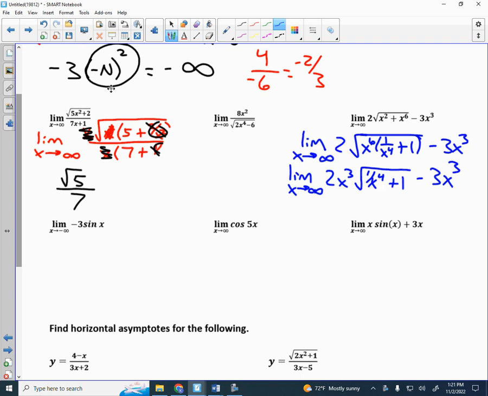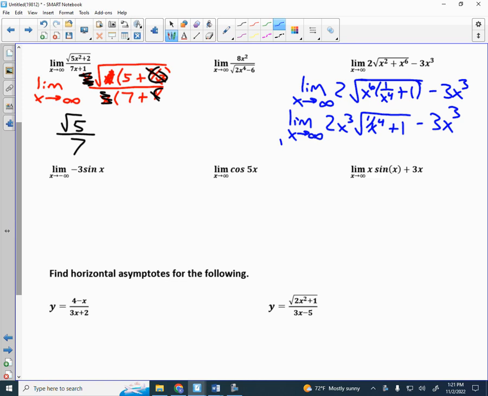Now, what I'd like to show you is that we can actually take out a second factor. What factor could you take out now? X to the 3rd. So you have the limit as x goes to infinity of, I take out an x to the 3rd, and you're left with what? 2 roots of 1 over x to the 4th plus 1 minus 3.